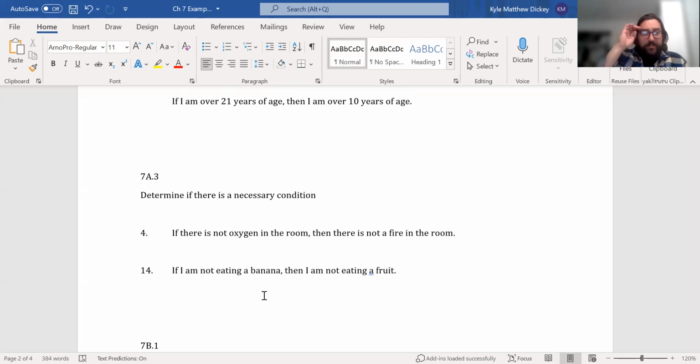So it's not like you have to not eat a banana in order to not eat fruit. But you could think of it this way, right? In order to not eat fruit, you must not be eating a banana, right? So if we flip this around, then that is going to be a necessary statement, right? So this way, it's not a necessary statement. But if we flip it around and think about it the other way, if I am not eating fruit, then I must not be eating a banana. That would be a necessary statement.